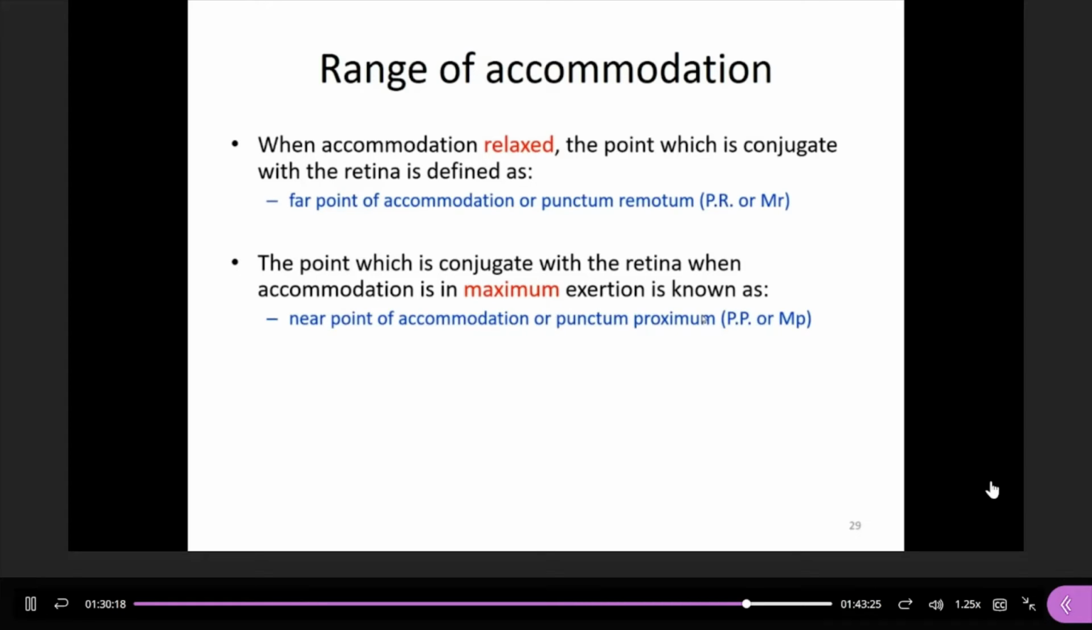So the first one is that you don't have any accommodation for the distant one. And for the near point, you have the maximum amount of accommodation. So that's why we call this the near point of accommodation. The technical term is called the punctum proximum, PP or MP.